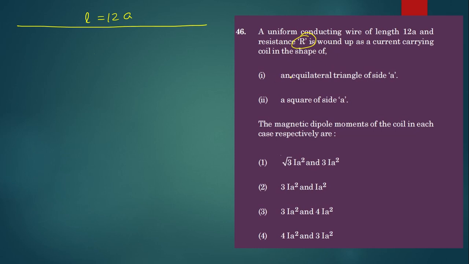It is given that when this wire is transformed into an equilateral triangle whose side is A, then it will give one magnetic dipole moment. Again, the same wire, when I transform it into a square, then also it will give a magnetic dipole moment. So what will be the magnetic dipole moment in each case? That I have to identify. First of all, what is magnetic dipole moment?